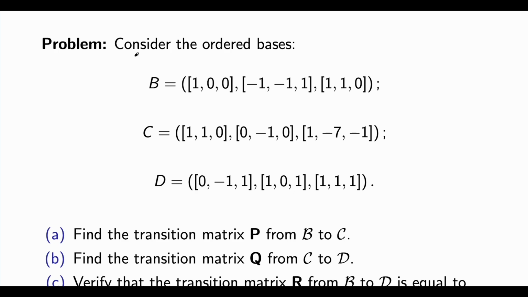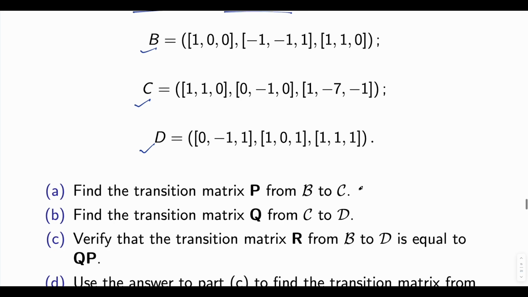So let us do one problem. Consider the ordered bases B, C, and D. If you see here, none of them is the standard basis, that is 1, 0, 0, 0, 1, 0, 0, 0, 1. With the standard basis, you can directly calculate the transition matrix with respect to the given basis B. But here all of them are non-standard bases, so the problem becomes a little tricky, a little difficult. So what is the first question? Find the transition matrix P from B to C.